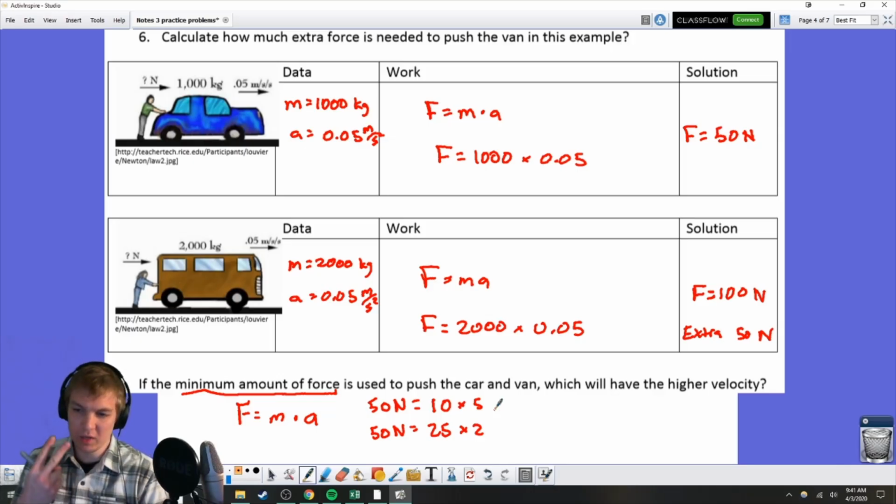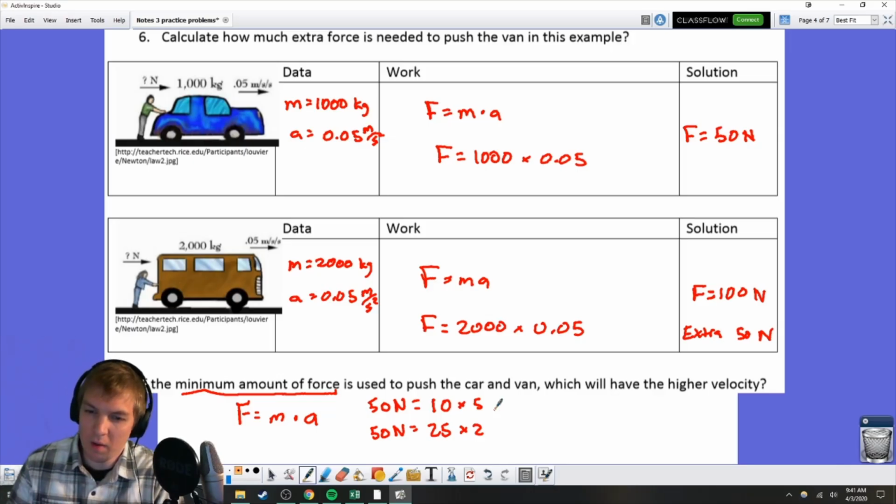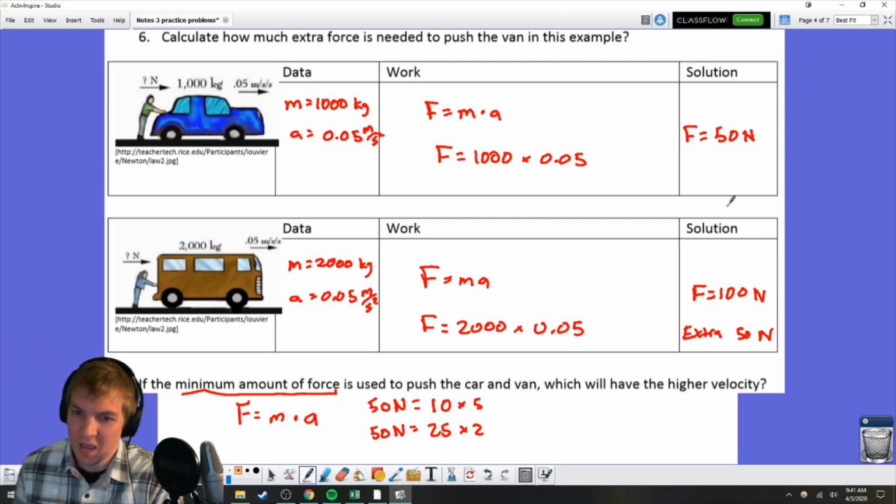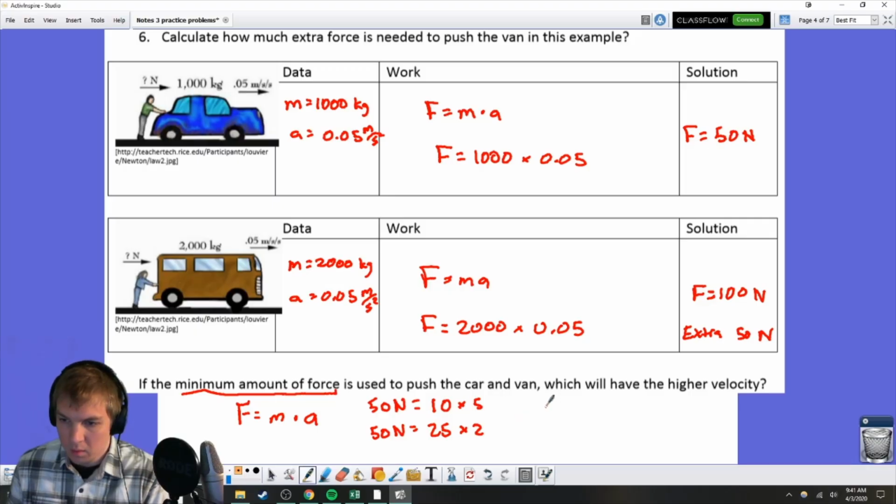The second way you can interpret this question is, well, if it's the minimum force for the car and the minimum force for the van, and it's separate, they will both be accelerating at the same rate. So it's proportional, right? We didn't change the acceleration for both of these. I'm going to go ahead and just highlight here. So we have 0.05 and 0.05 there. So what that means is that they're accelerating at the same rate.